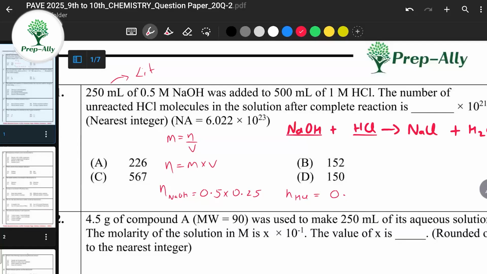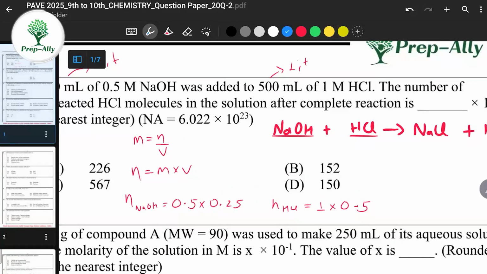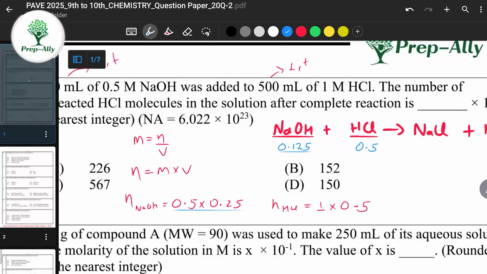Similarly, number of moles of HCl will be molarity, 1, multiplied by volume, that is 0.5 liter. Again, we converted into liters, so it will be 0.5. So we have 0.5 moles of HCl here, and we are getting 0.125 moles of NaOH after multiplying these two numbers. 1 mole HCl and 1 mole NaOH will react. But here we got 0.125 and we have 0.5 HCl. Definitely the HCl moles are larger as compared to NaOH.